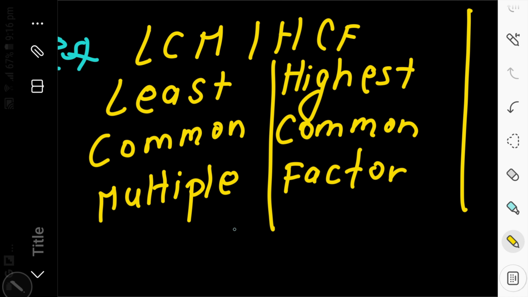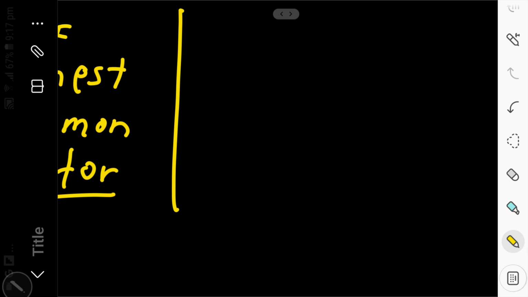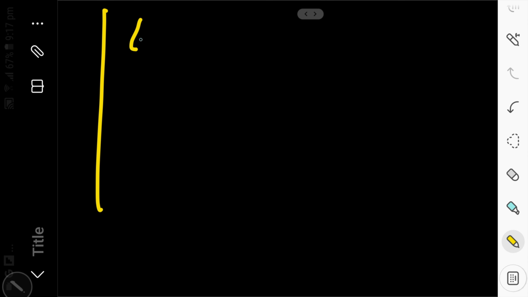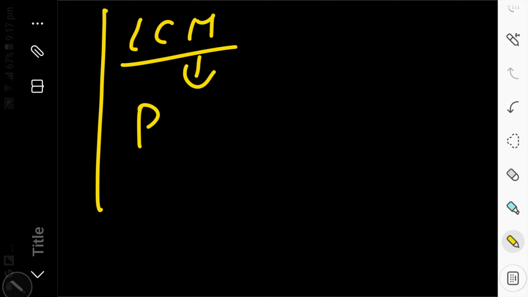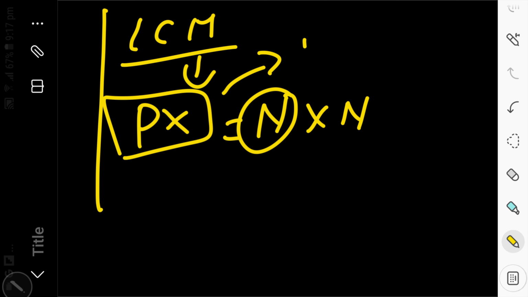From here you can see in LCM there is the thing called multiple and in HCF there is a thing called factor. Both of them are different and we must know the difference between multiple and factor to understand LCM and HCF. First of all, multiple. What does multiple mean? It simply means a product of multiplying a number with another number. Simply speaking, a multiplication table.